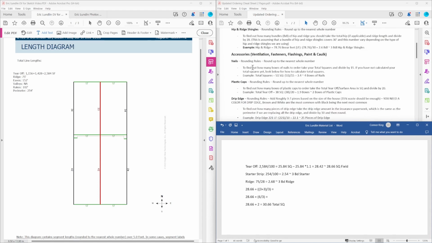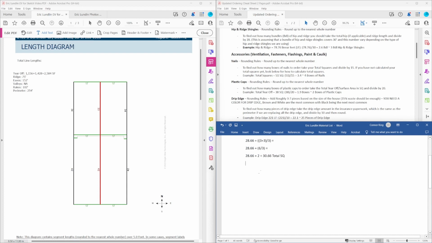Now we can go back and do nails. For nails, we're just going to divide our total squares by 15. So 30.66 divided by 15. That's going to come up with 2.04. In this situation, since nails is one of those things that we oftentimes have extras with, and since it's so close to 2, we're just going to order 2 boxes of nails.